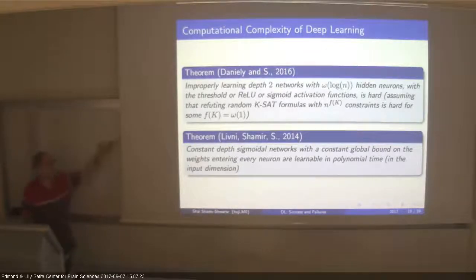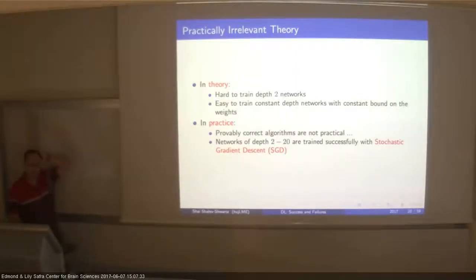So it's a very strong lower bound and a very strong upper bound. Both of them are practically irrelevant. In theory, it is hard to train depth-2 networks, but we do train depth 2, 3, 4, 5, 10, 150 networks for many, many practical problems. In theory, it is easy to train constant depth networks with a constant bound on the weight. But in practice, the provably correct algorithms are not practical. They run in polynomial time, but with dimension to the power of 100. Yay, polynomial. But it doesn't really help us. And in practice, networks of depth 2 to 20 are trained successfully with stochastic gradient descent.